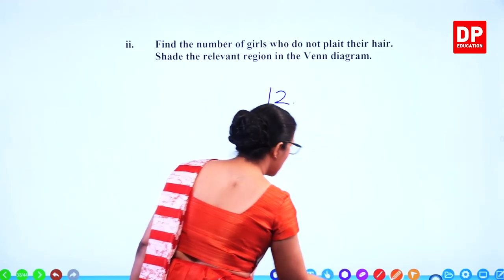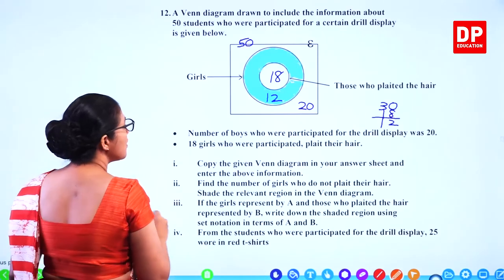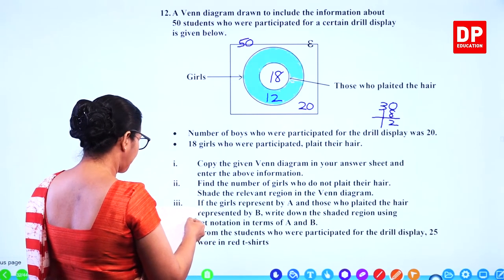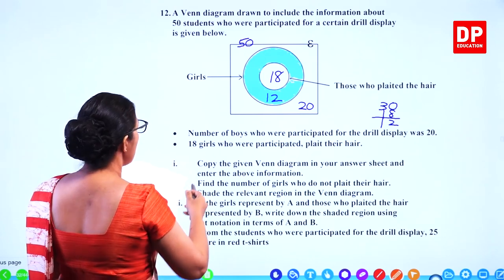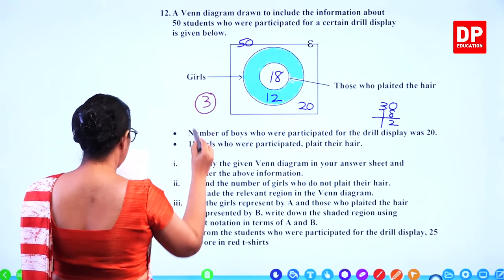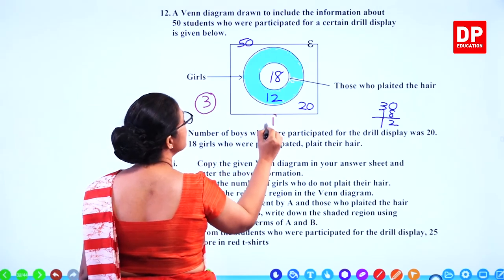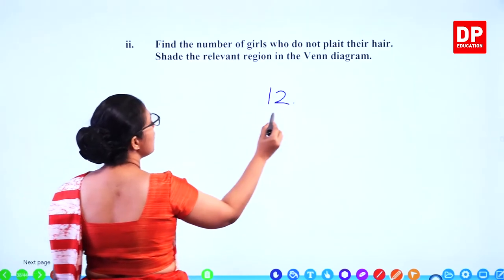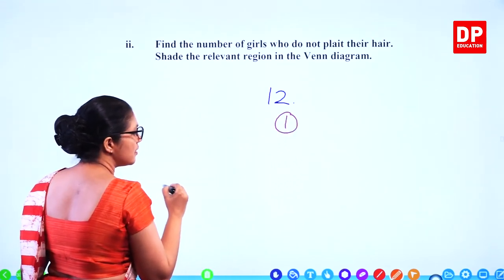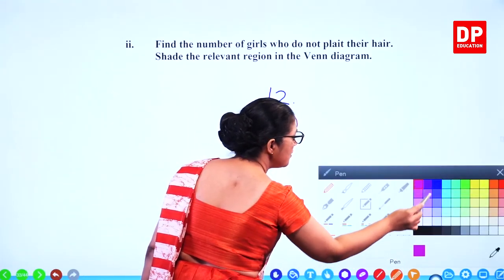So how many marks for that one? We'll give marks for the first two steps. So you are getting 3 marks for the diagram and shading 1 mark and finding the answer 1 mark. So what's the next question?